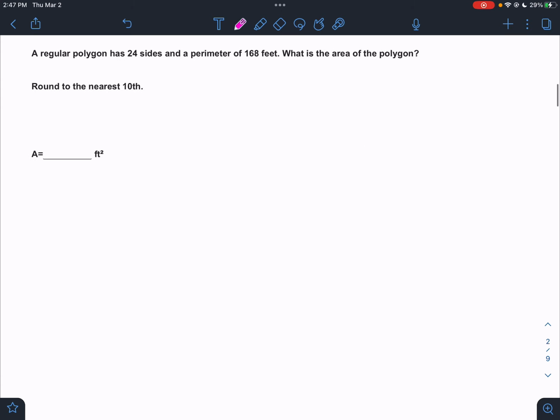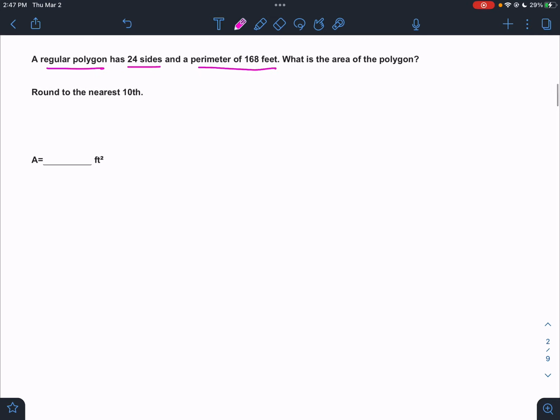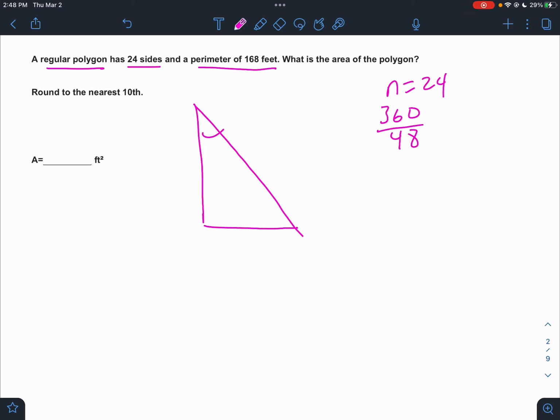Next problem, a regular polygon has 24 sides and a perimeter of 168 feet. Go watch my video on regular polygons if you don't know how those work, but it's the same steps every time. You draw one right triangle, you get the angle at the top. If there's 24 sides, if n equals 24, then there would be 48 of these triangles. So we do 360 divided by 48, and this angle is 7.5 degrees.